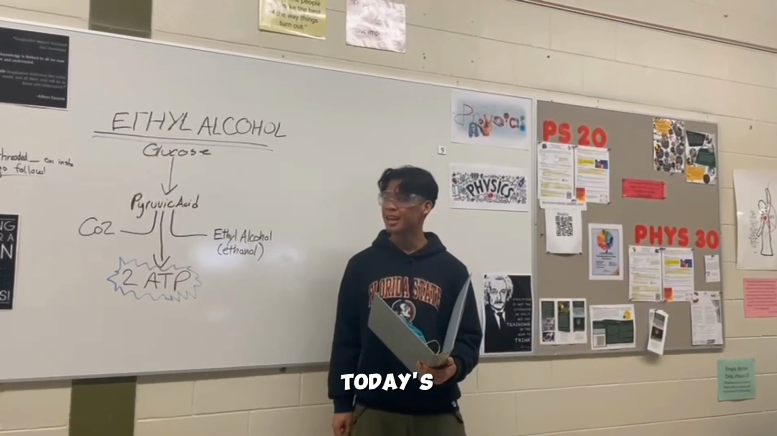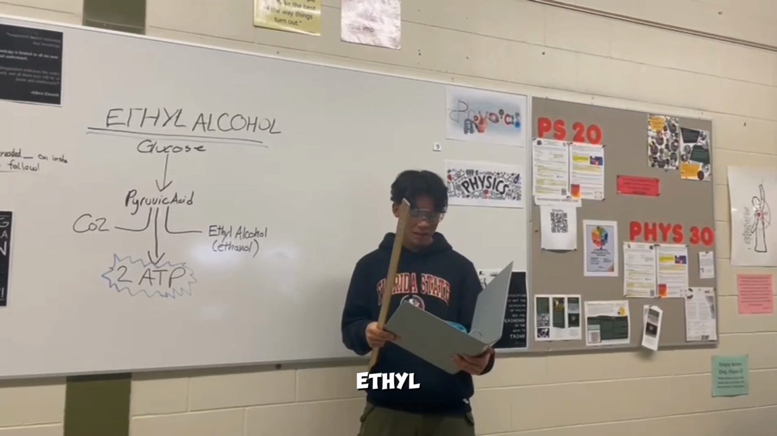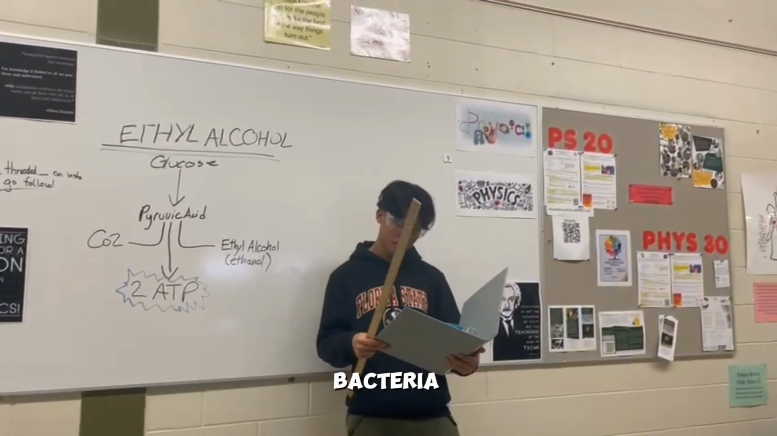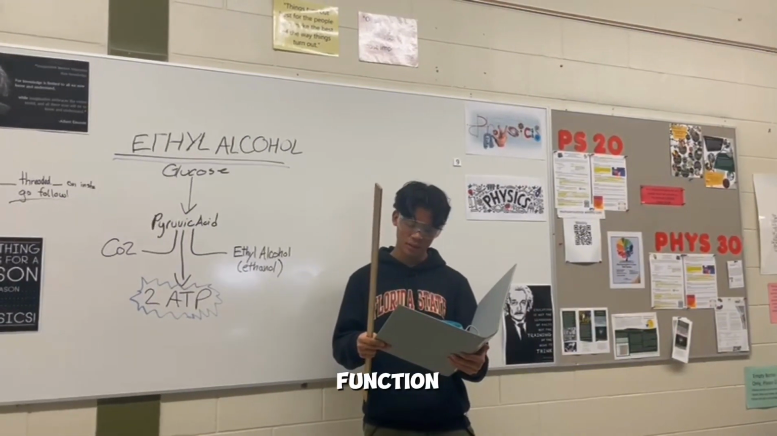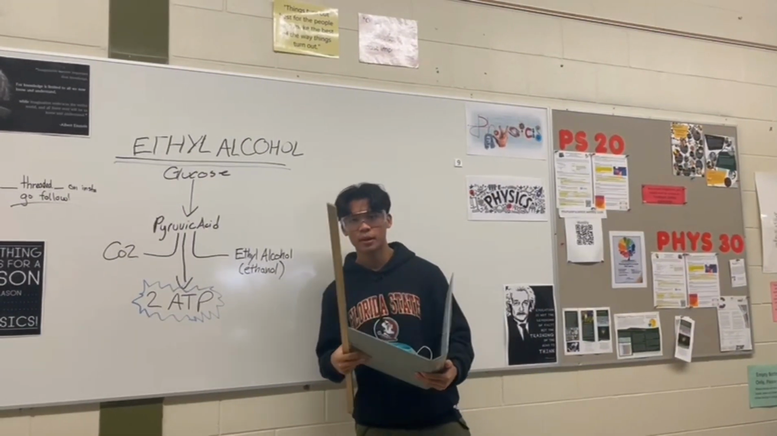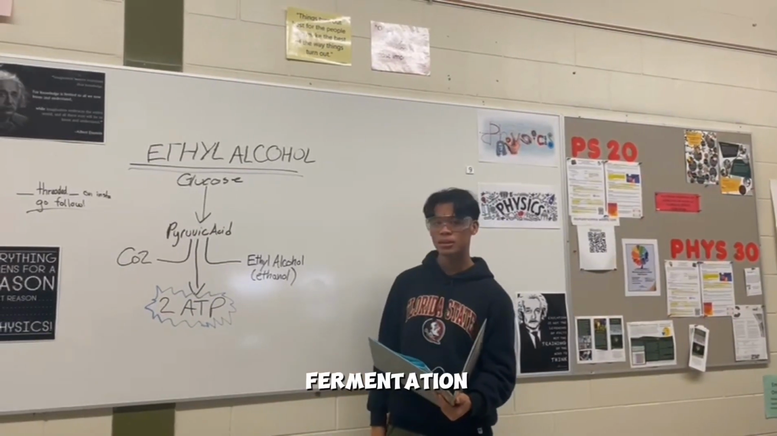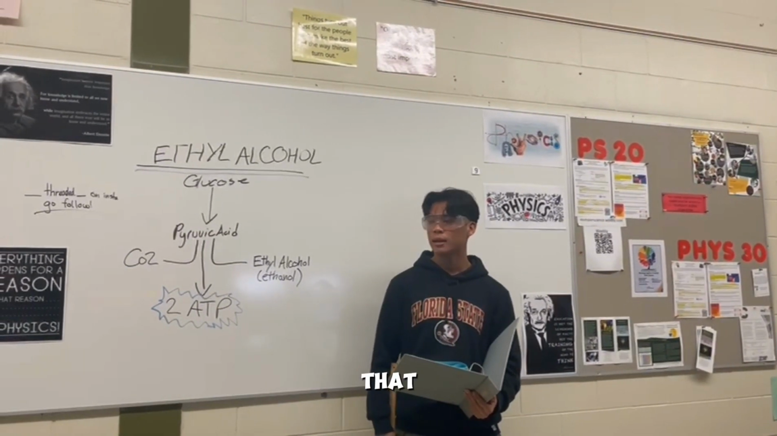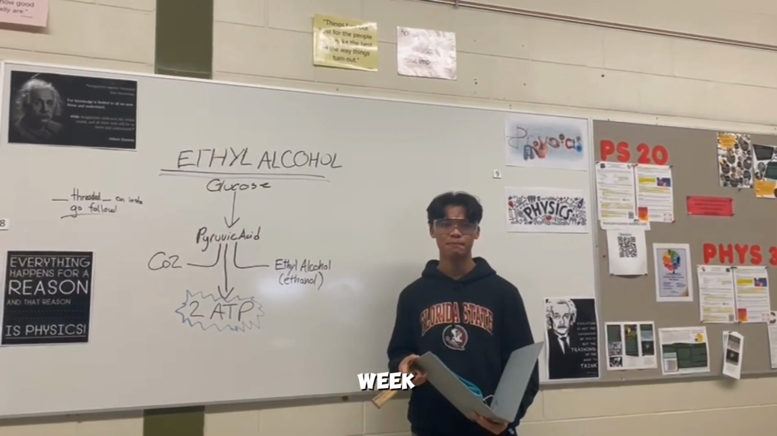For the first part of today's experiment, we will be looking at ethyl alcohol fermentation. Ethyl alcohol fermentation occurs in bacteria and yeast cells since they lack the enzymes and organelles needed to function at a higher level. My hypothesis for ethyl alcohol fermentation today will be that the yeast cells will have produced ethyl alcohol by the end of a week.